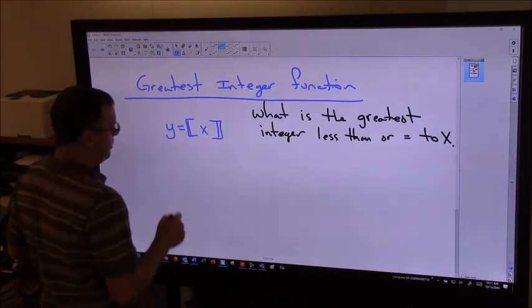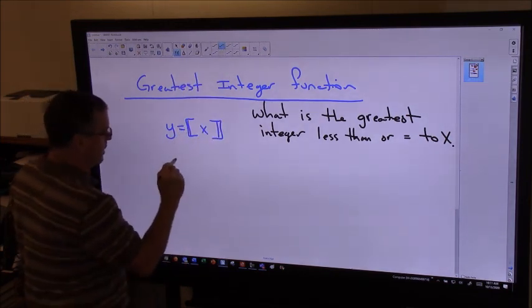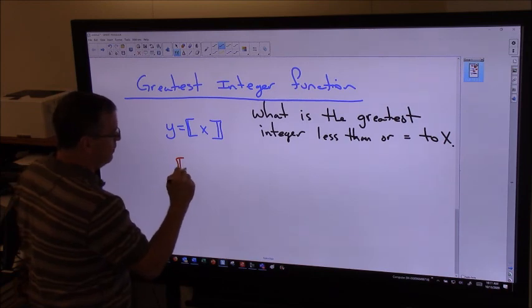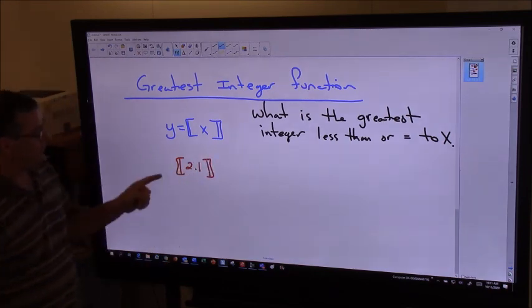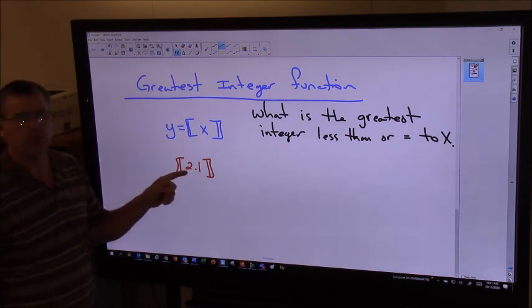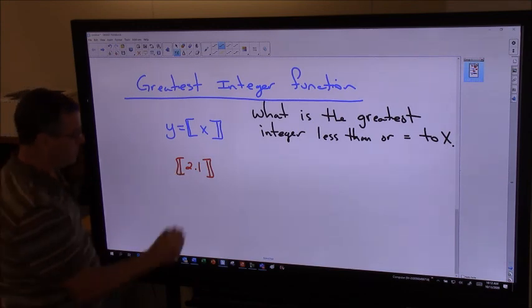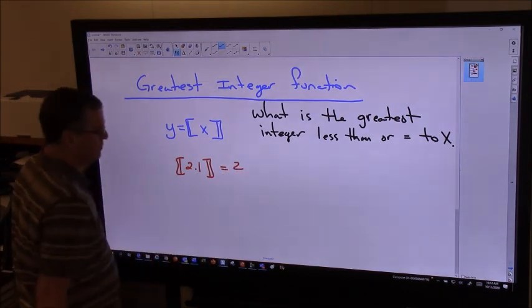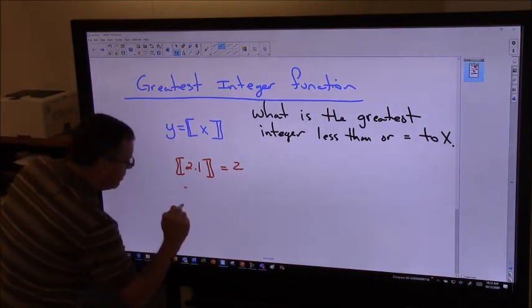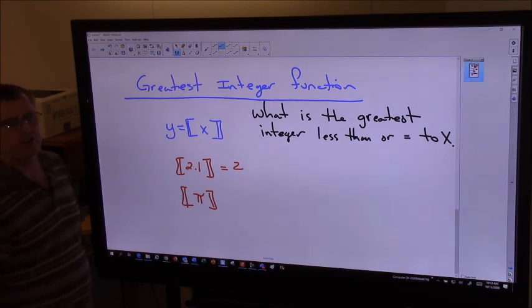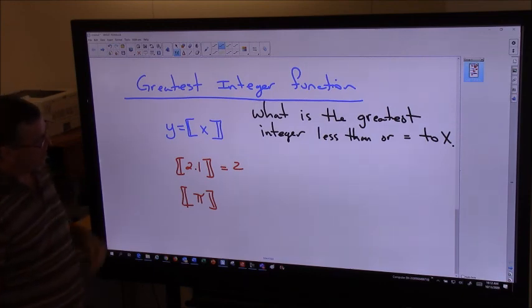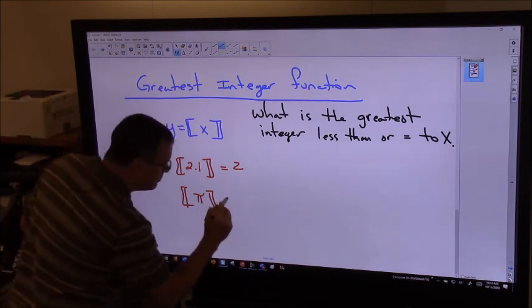So let's just do a couple examples here real quick. Let's say I've got the greatest integer function of 2.1. What's the greatest integer less than or equal to 2.1? 2, right? What's the greatest integer function of pi? The largest integer less than or equal to pi? 3.